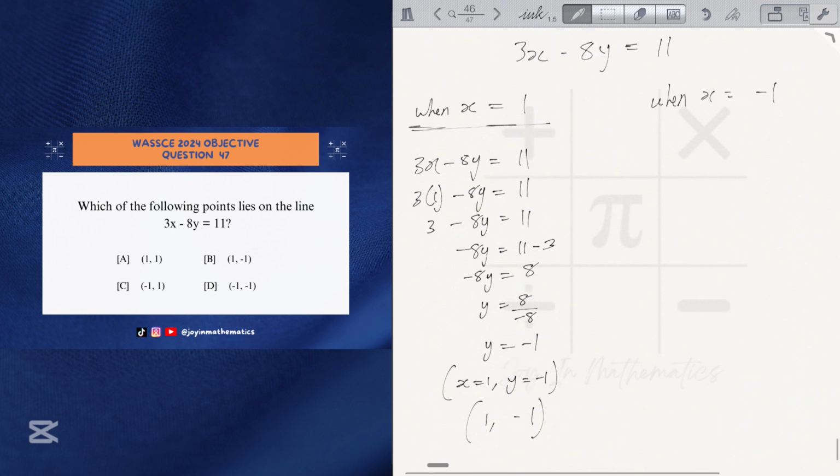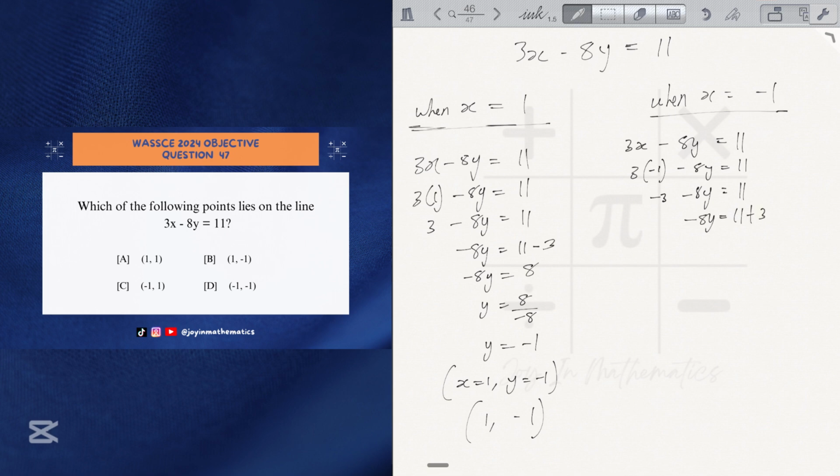Similarly, when x is equal to -1, we write the equation 3x minus 8y equals 11. Wherever we see x, we substitute -1, and this will become -3 minus 8y equals 11. So we have minus 8y equals 11 plus 3. 11 plus 3 is equal to 14. So therefore y is equal to 14 divided by -8, and this will result in -7 divided by 4. So when x is equal to -1, we have -7/4.